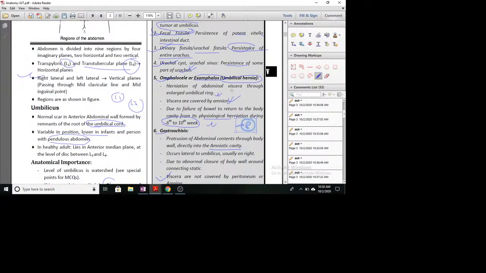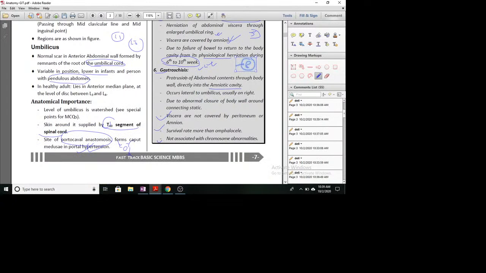Omphalocele, also known as exomphalus, is a herniation of abdominal viscera into the enlarged umbilical ring. In this case, the viscera are covered by the amniotic membrane around it, due to the failure of the gut to return to the body cavity from the physiological herniation during the 6th to 10th week.